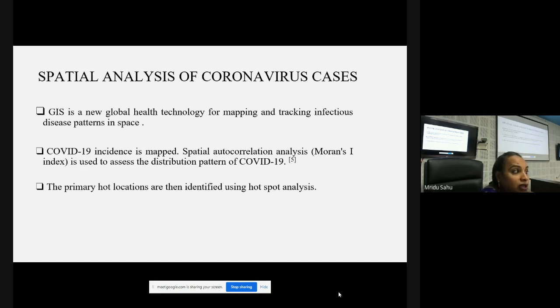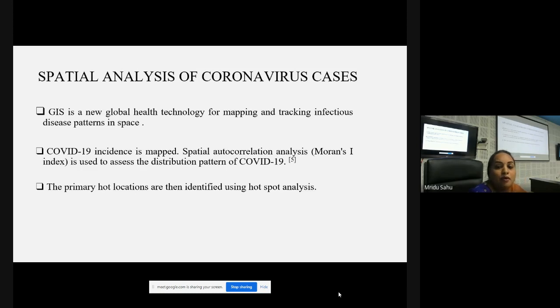It means you can work with spatial values, you can work with remote things, you can work with virtual things. So COVID-19 incidence is mapped using spatial autocorrelation analysis. What do we mean by autocorrelation? Based on the geographical information system, we have to find out or correlate things with each other as a methodology. We studied autocorrelation in statistics also.